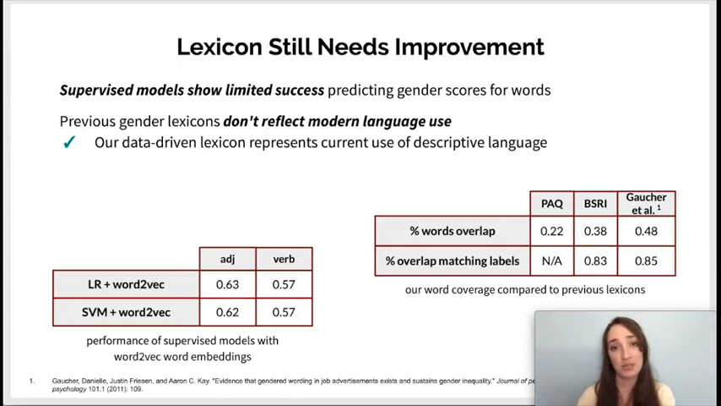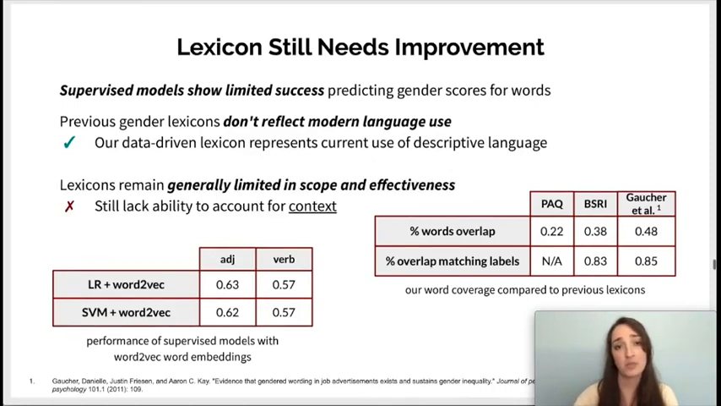Additionally, we compared our updated lexicon to these previous lexicons, and we found that there was not very much overlap, which suggests that the previous lexicons do not reflect modern language use. So now we think that lexicons, even when updated, are still limited in their effectiveness, and there's no way to know if they possibly capture words in context.